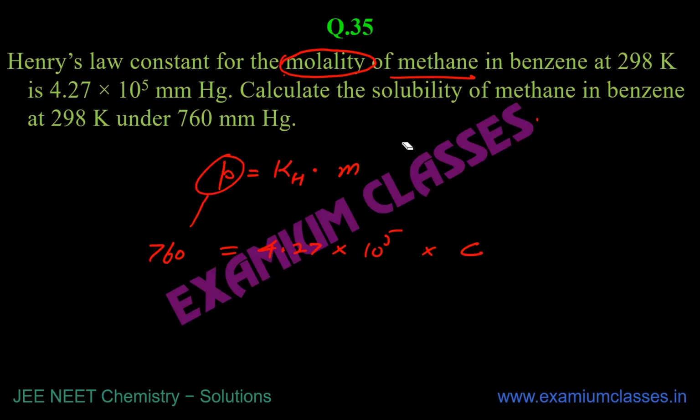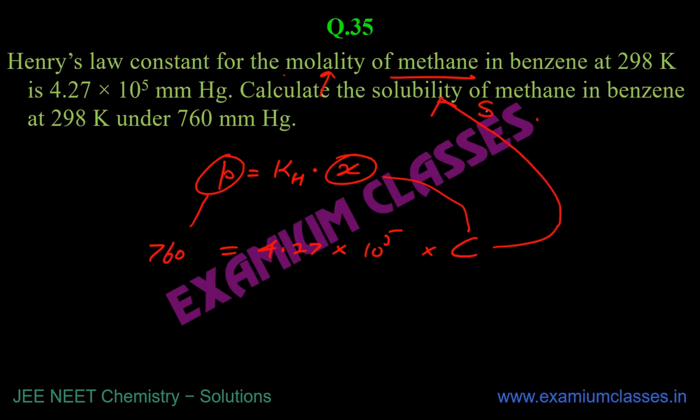So here what I did, if I apply P equals to KH X, I cannot get the answer. Then I see it is written the molality of methane in benzene. It means instead of X, I will put M. And by approximation, molality and molarity will be same. So I will say C. And this is what I have to calculate. Solubility S is C. So C will be 760 divided by 4.27 into 10 to the power 5. Whatever you get, that will be the answer. You will get answer as 1.78 into 10 to the power minus 3.